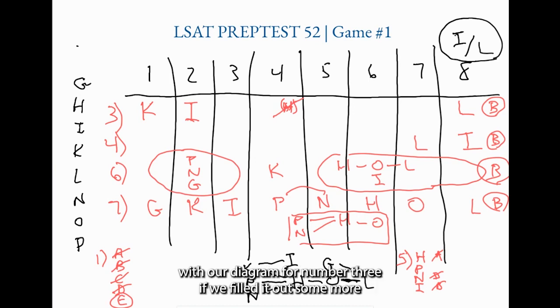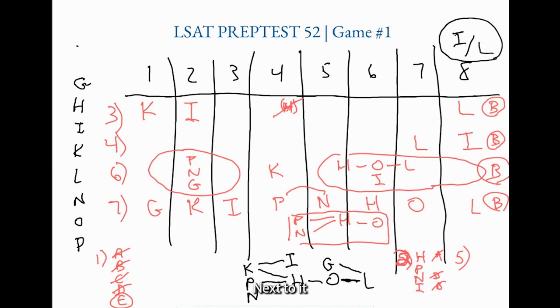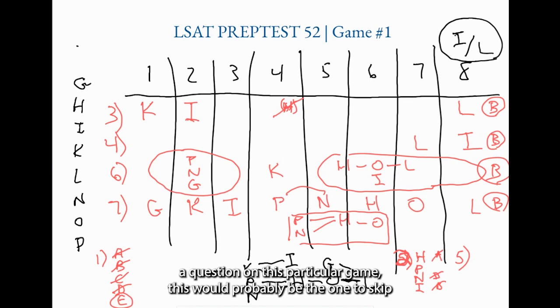Technically, we probably could have done that with our diagram for number 3 if we filled it out some more. PNH. No, I guess it wouldn't work in that case. Our diagram for number 4, though, I think we could put O fifth. But you only need to draw that out if you haven't made the inferences we've seen already. By the way, I'm noticing I made that number 5. Sorry, that's number 2. We'll just write over that. Number 5, next to it, is if you had to skip a question on this particular game, this would probably be the one to skip because it gives you the least upfront information.